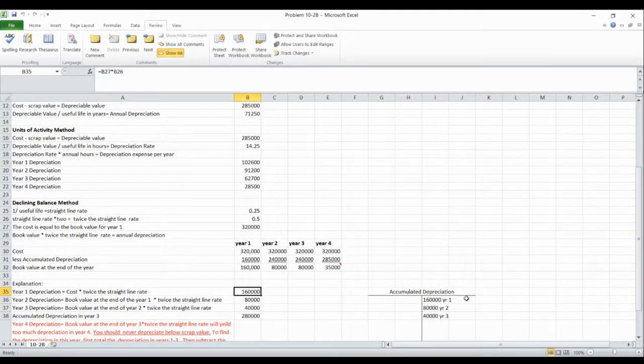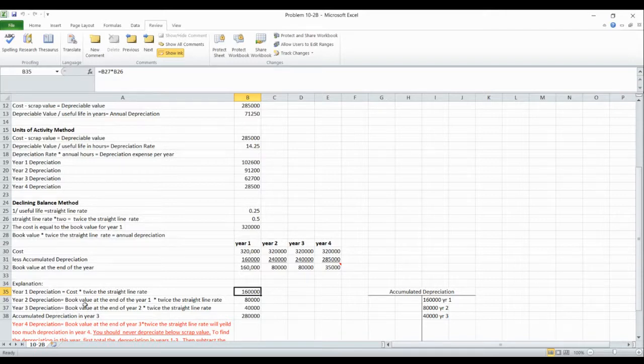My depreciation journal entry at December 31st would be a debit to depreciation expense and a credit to accumulated depreciation for 160,000. In year one, this is what the balance sheet would look like. You would have the cost of the asset listed in the plant assets, 320,000, minus 160,000, and that would leave you with the book value for year one.